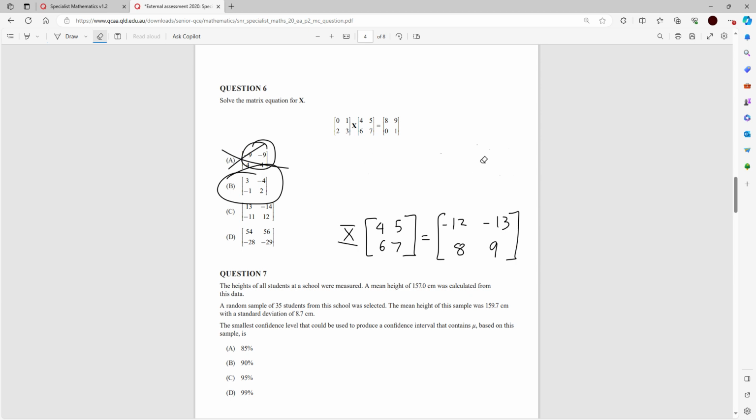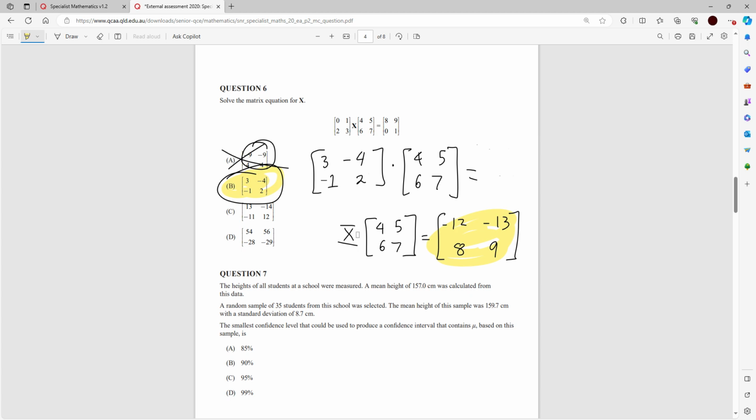So if I take the matrix 3, -4, -1, 2, and I multiply it by 4, 5, 6, 7, it in fact gives me this matrix here. So the correct answer is B. This question would actually be almost impossible without it being multiple choice, because there's no way you can guess that combination without doing a lot of very hard algebra.